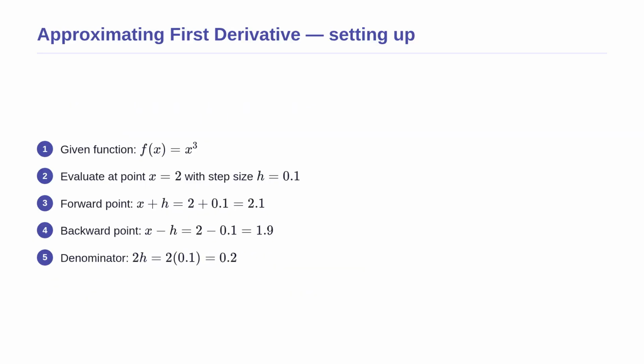Before we prove why this works, let us see this formula in action with a concrete example. Suppose we have the function f of x equals x cubed, and we want to find the first derivative at the point x equals 2, using a step size of 0.1. First, we identify our forward and backward points. One step forward from 2 is 2.1. One step backward is 1.9. The total distance between these points, our denominator, is 2 times 0.1, which gives us 0.2. We have set up our values, so let us calculate the final result.